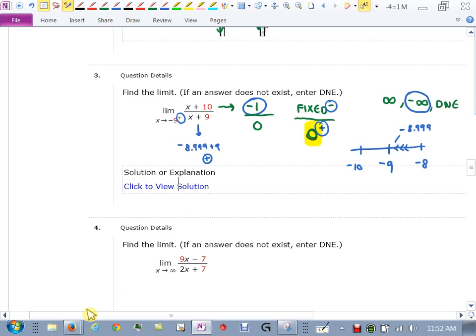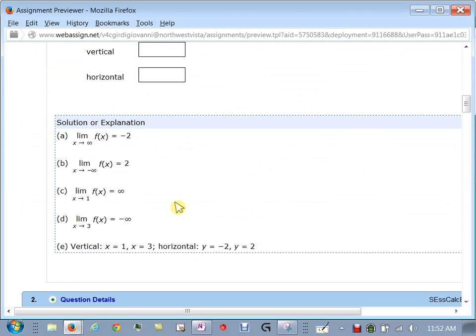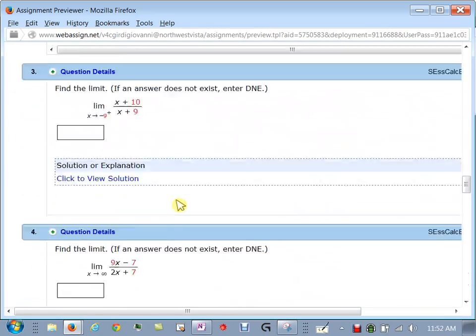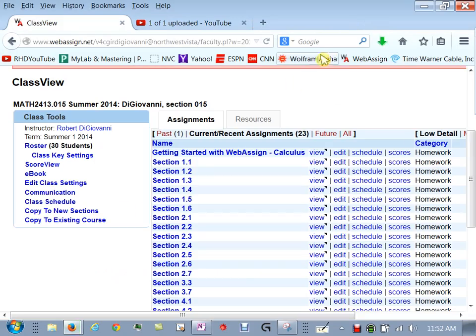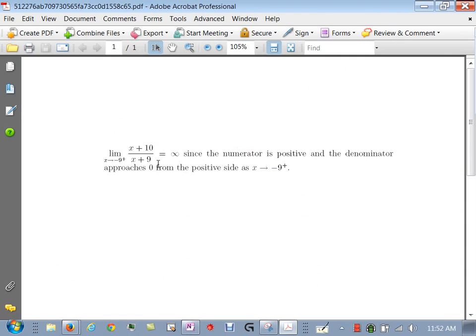Oh, we can't check it here. I have to actually go here. Make sure they give you the same explanation. See, the book does it a very different way, I think, in their explanation, so hopefully mine makes more sense.